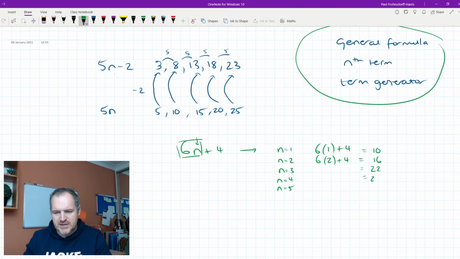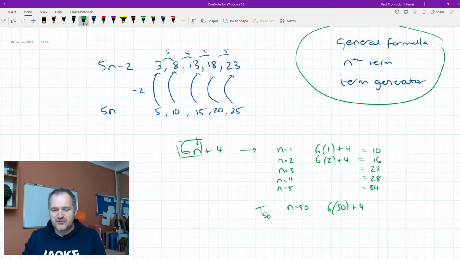22, 28, and 34. But we might even be asked, what's term 50? Someone might just say, oh, okay, well, we don't have to count all the way up to get to term 50. We just go, okay, n is 50. We're going to do 6 times 50 plus 4. That's why these sequence generators are so good. Because once we know what term number we want, we can put the number in, and it's 304.